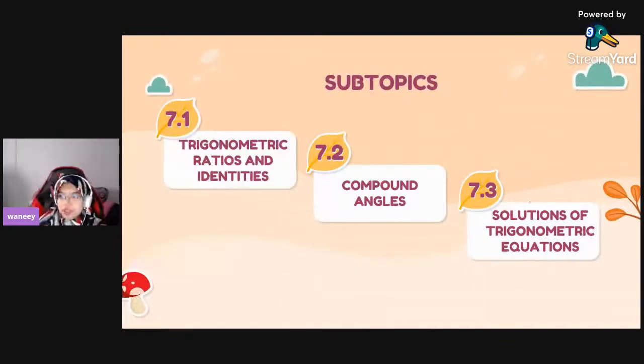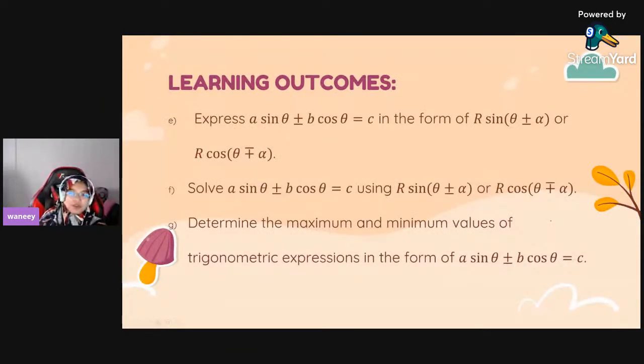Right, so we are at 7.3, solution of trigonometric equations. Okay, so the learning outcome for today, you should be able to express a sine theta plus minus with b cos theta equal to c in the form of either as sine theta plus minus alpha or as cos theta minus plus alpha. And then you should be able to solve a sine theta plus minus with b cos theta equal to c by using the r cos or r sine.